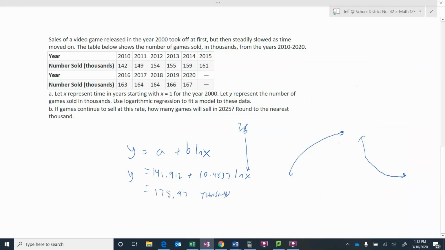So that's how we can use a tool like Desmos to create a log regression, to come up with an equation to represent some data that we're given and working with.